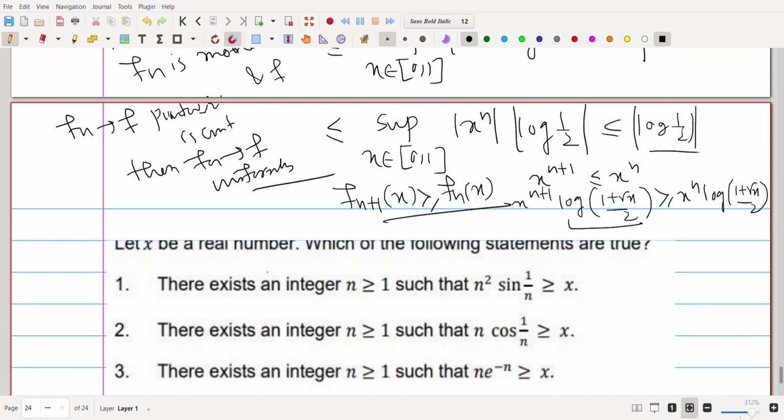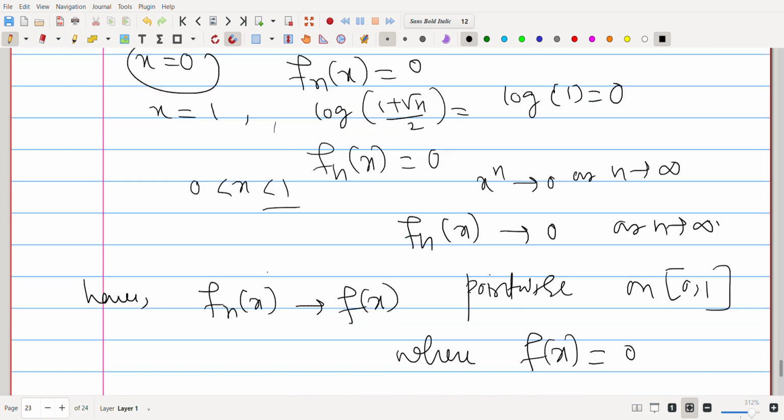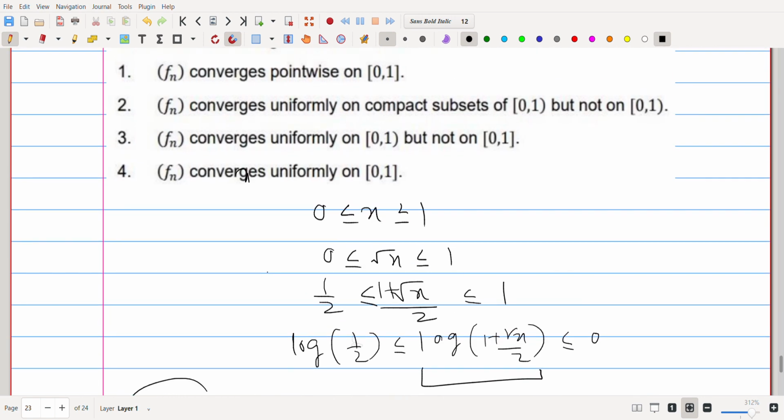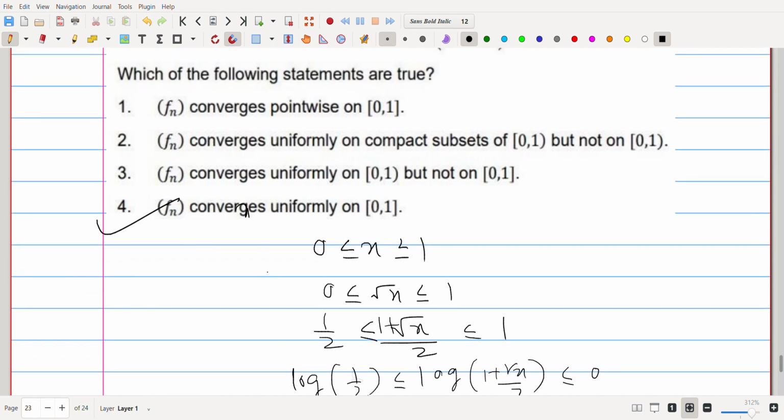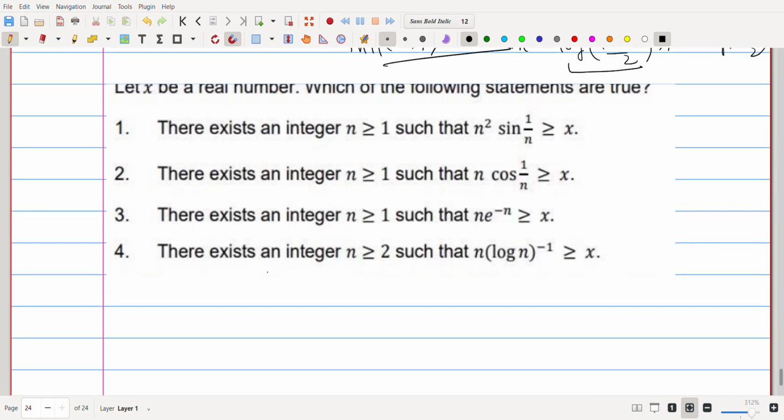Hence by Dini's theorem it is uniformly convergent. So in particular for this case we can't use, in most of the cases we use this Mn and try to find whether Mn goes to 0 or not, but here we can't conclude, right? So that's why we need to use an advanced theorem, a strong result, and that is Dini's theorem. So by using Dini's theorem, fn converges uniformly to 0 on [0, 1], and also fn converges pointwise to 0. So these two are the correct answers.